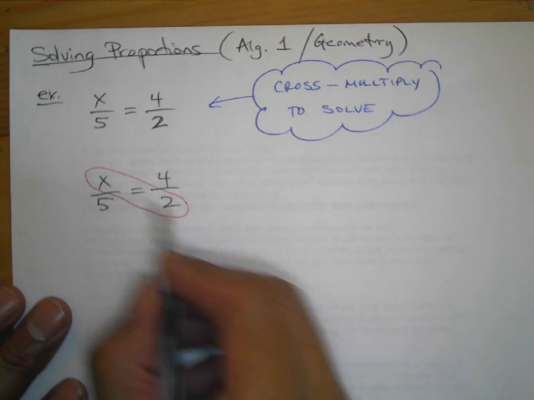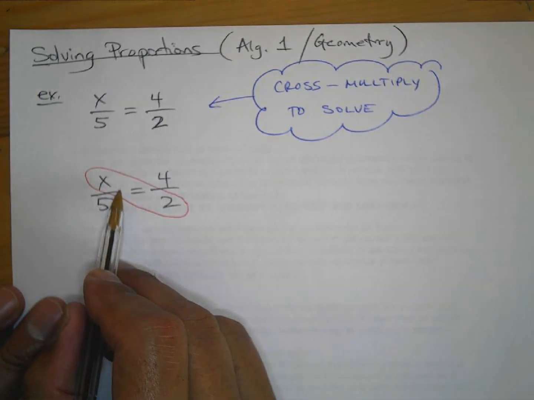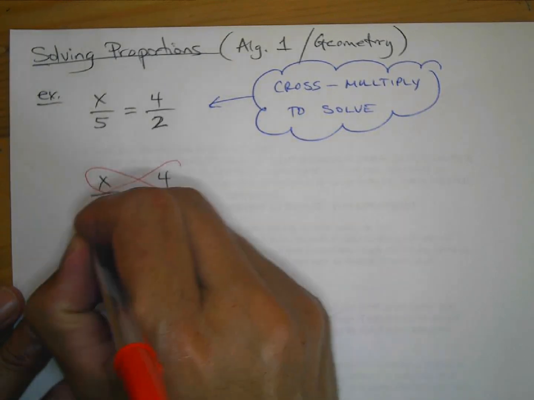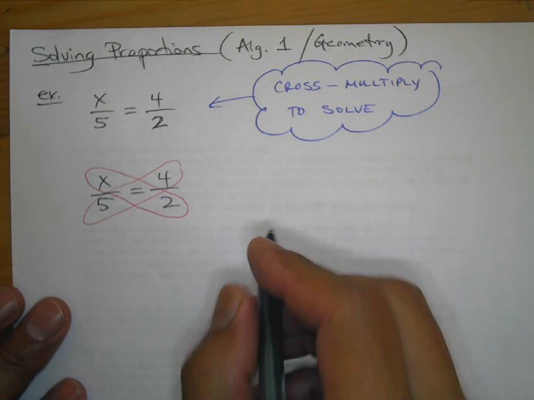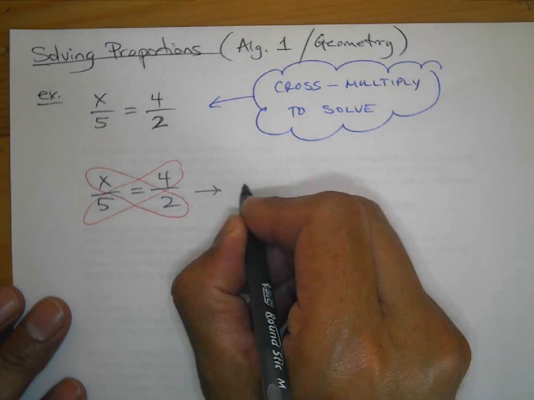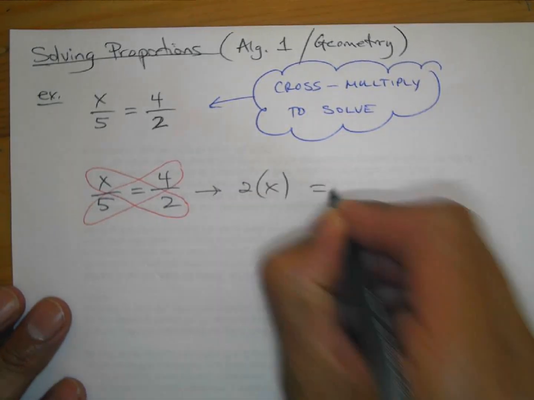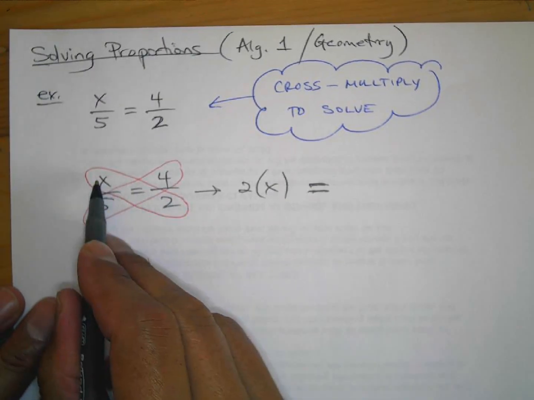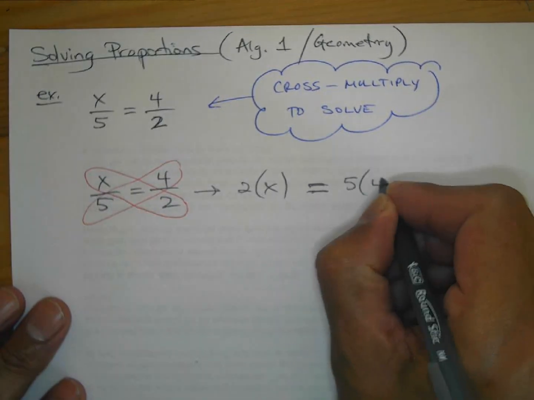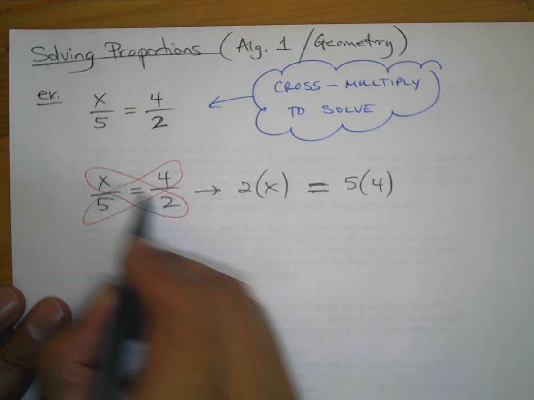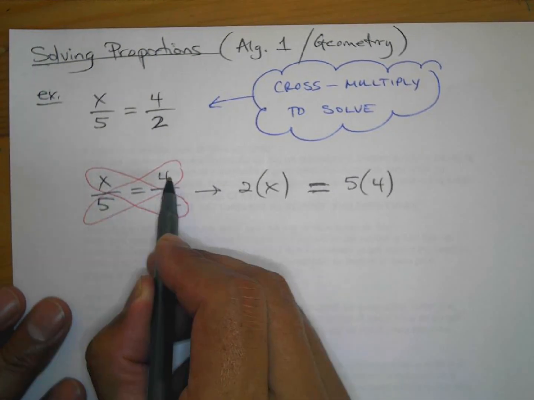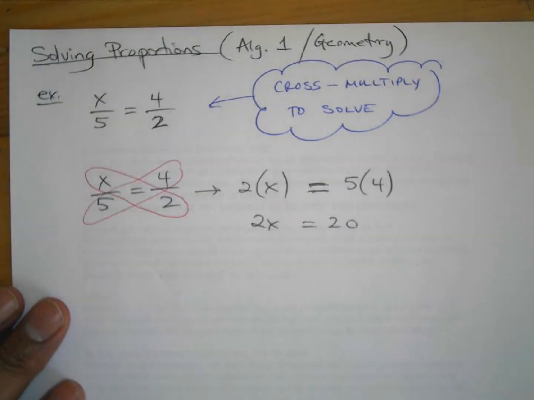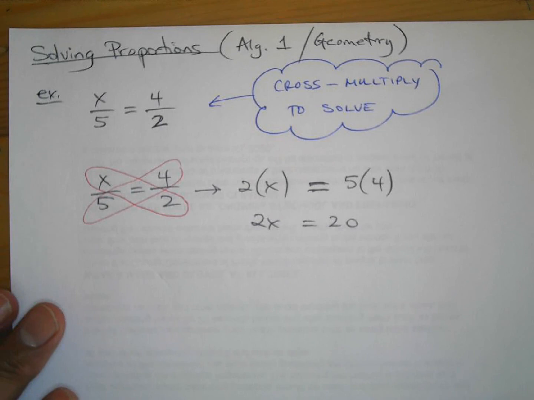So I always start with the one that has the variable, in this case x. And then you're going to multiply the other two. From here it's going to be 2 times x equals 5 times 4. This denominator with this numerator times this denominator with this numerator. 2x equals 20. And then you know how to solve that.